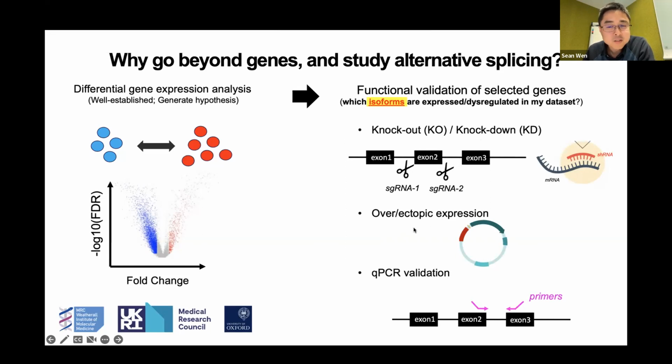You may also want to overexpress a given isoform for your genes, and this is particularly relevant for oncogenes, for example. Or you may just want to perform a simple qPCR validation. And when that time comes, you probably will be asking yourself which isoforms are expressed because you want to design PCR primers that are specific to exons that are actually expressed in your data set. So these are also very technical and very practical reasons for studying alternative splicing or isoforms on top of gene expression analysis.